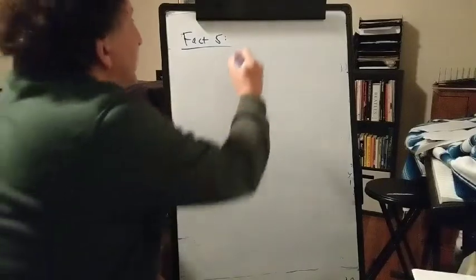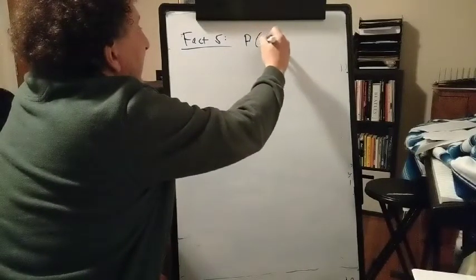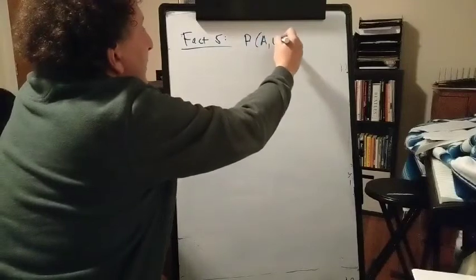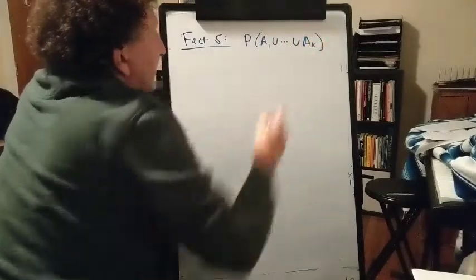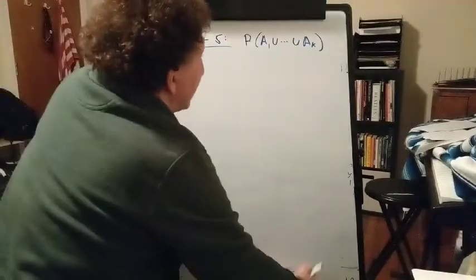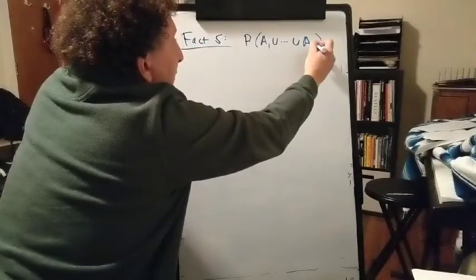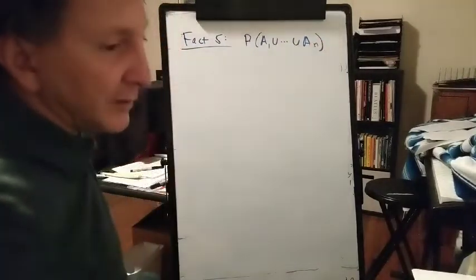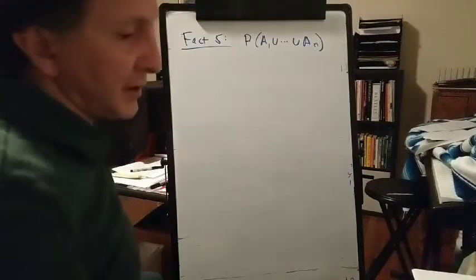Fact 5. The probability of A1 union, let's say we have k different regions. Let's say n, so I'm consistent with the book. We have n different regions, and we take the probability of the union.